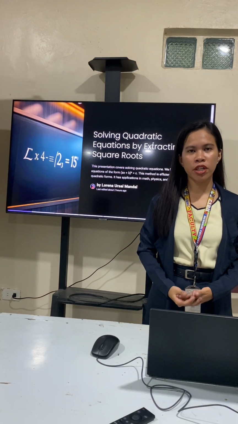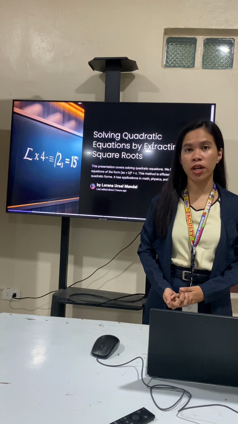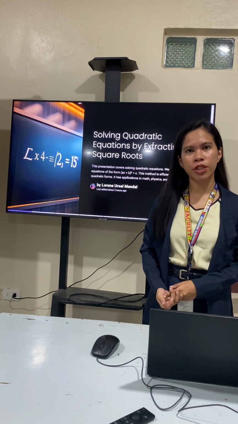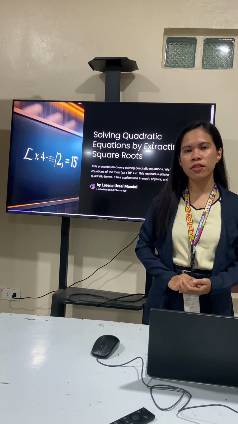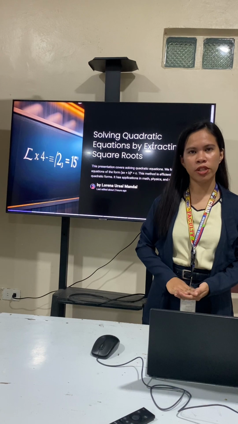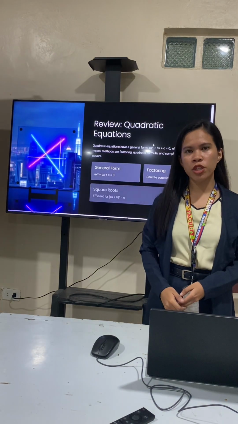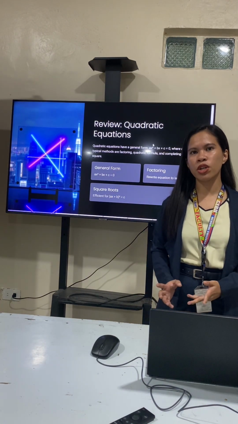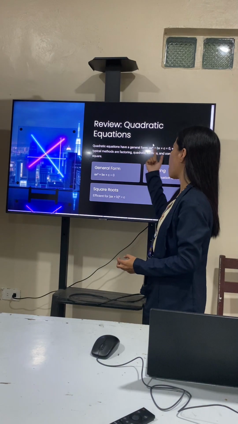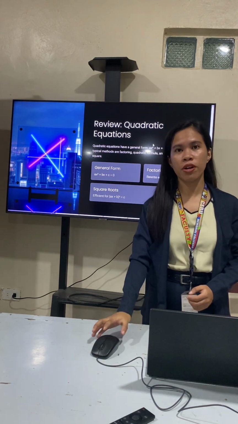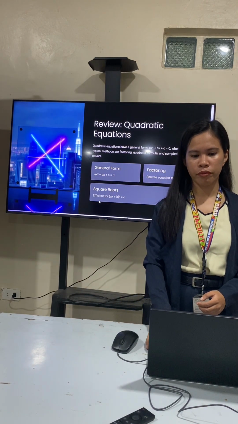So this afternoon we'll be talking about solving quadratic equations by extracting square roots. Last meeting we talked about quadratic equations and the ways of solving them, four ways actually. So now let's review first. A quadratic equation is in the form of ax squared plus bx plus c equals 0, where a should not be equal to 0.